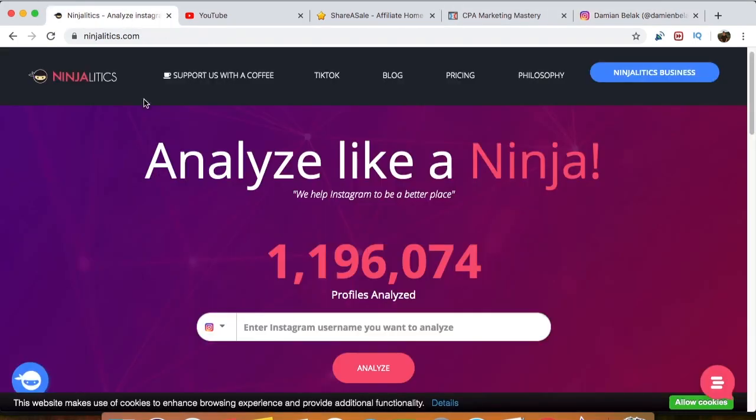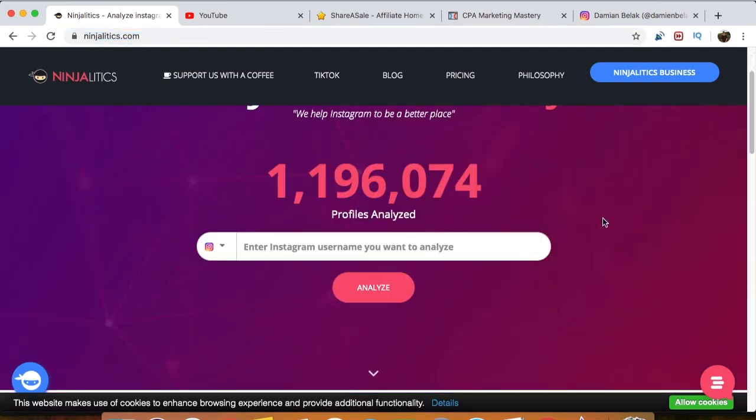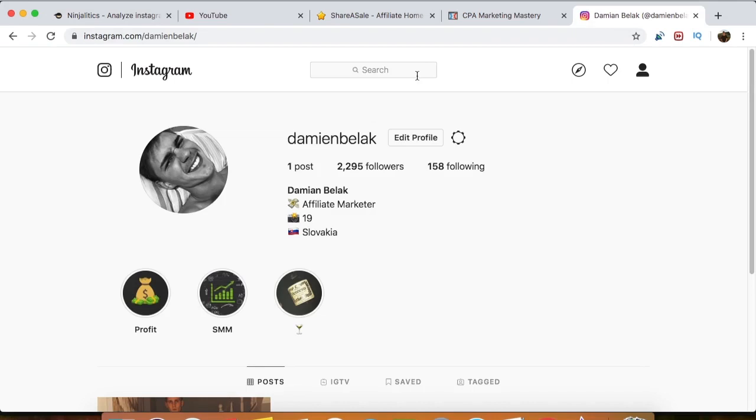Okay, so we're going to be using a tool called Ninjalytics. You can literally just type ninjalytics.com into Google, and we're going to use this little tool to see the engagement rate of a specific Instagram account.